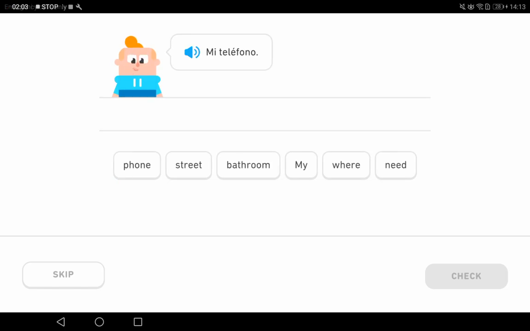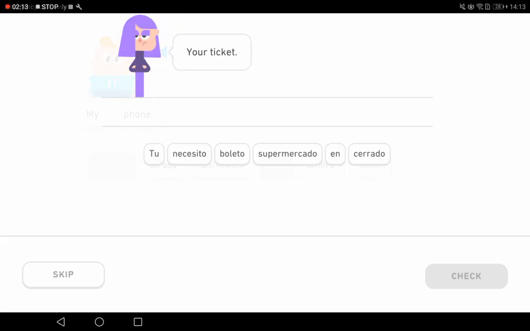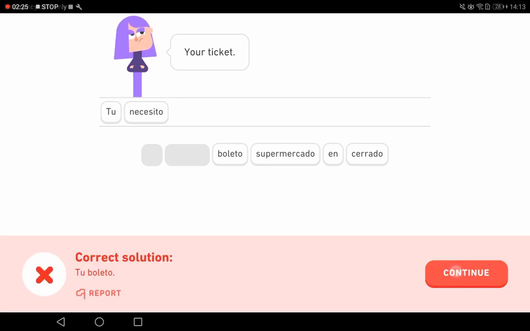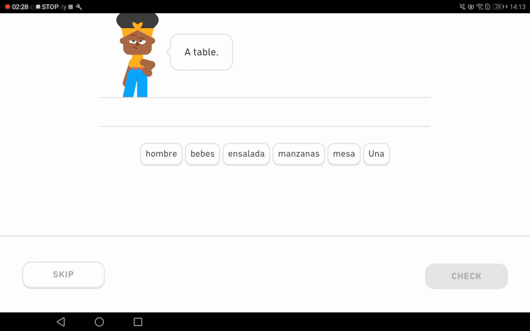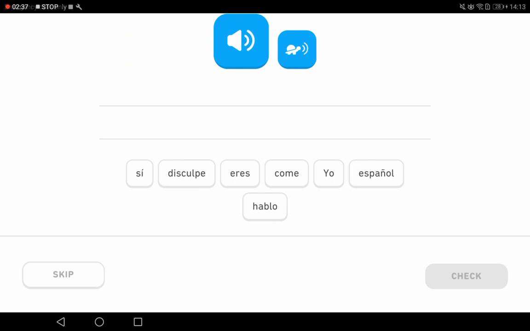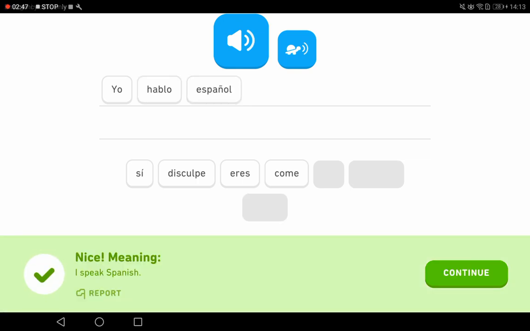Okay. Mi teléfono. My phone. Yes. Tú. I don't know what to say. Necesito. I'm wrong. Una mesa. I still know what mesa is. Yo hablo español. Yo hablo español. Yes.